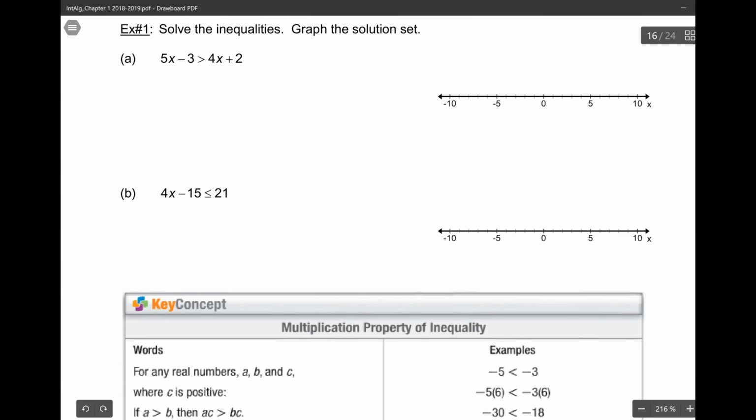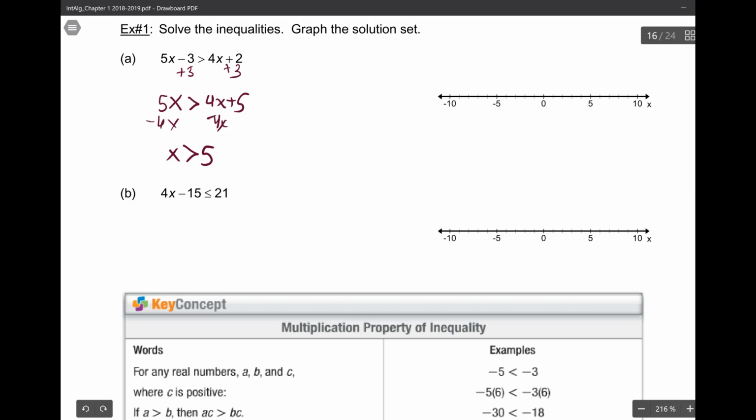All right, so let's solve the inequalities and graph the solution set. The first thing I'm going to do is add 3 on both sides. So I have 5x is greater than 4x plus 5. Now I'll subtract 4x from both sides. So x is greater than 5.